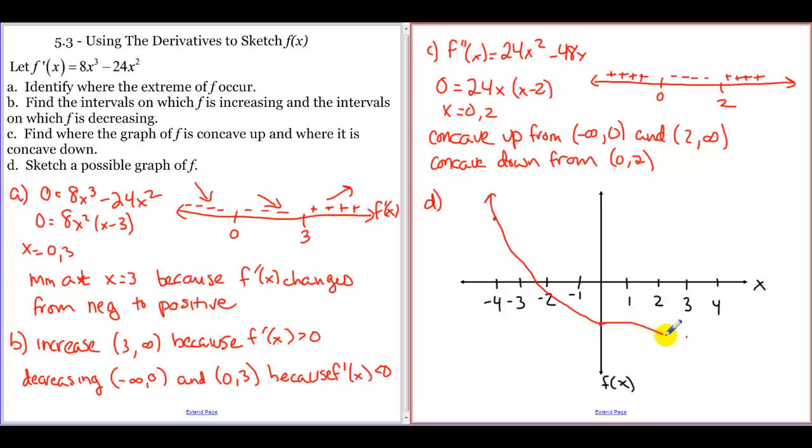Now I'm concave down. At 2, ooh, I missed my 2. At 2, I apologize. From 2 to 3, I'm still decreasing, but I change concavity, so I have to change to concave up. And then at 3, I'm increasing, concave up. So it looks something like that.